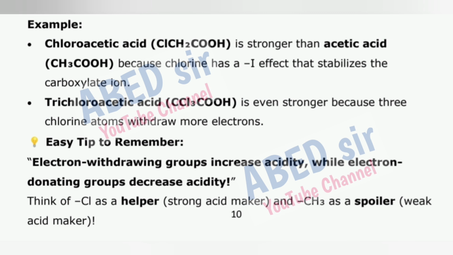Easy tip to remember. Electron withdrawing groups increase acidity, while electron donating groups decrease acidity. Think of Cl as a helper, strong acid maker, and CH3 as a spoiler, weak acid maker.